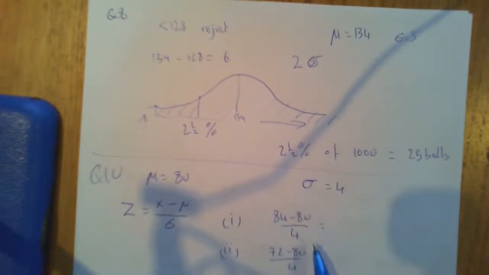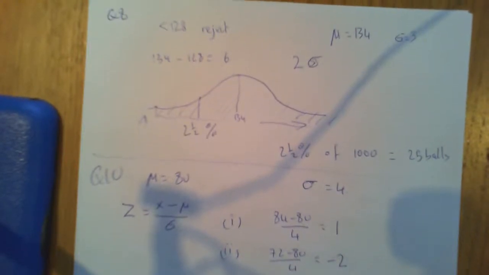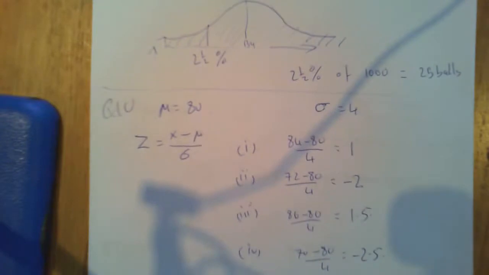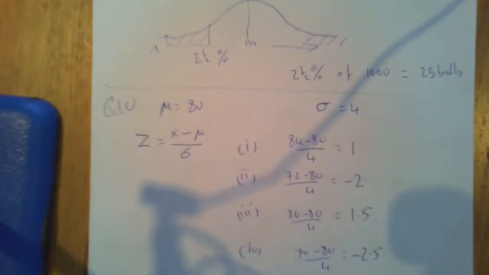That's going to be 1. That's going to be minus 2, I think. 1.5, 6 over 4. Yeah, 1.5. And this is going to be minus 10 over 4. So 10 divided by 4, that's minus 2.5. So there's your z-scores. Hope that's just a nice little introduction to how to generate z-scores. We've already established that there is a link between the z-score and the standard deviation when you look at the original diagram. All right, so that's question 10.